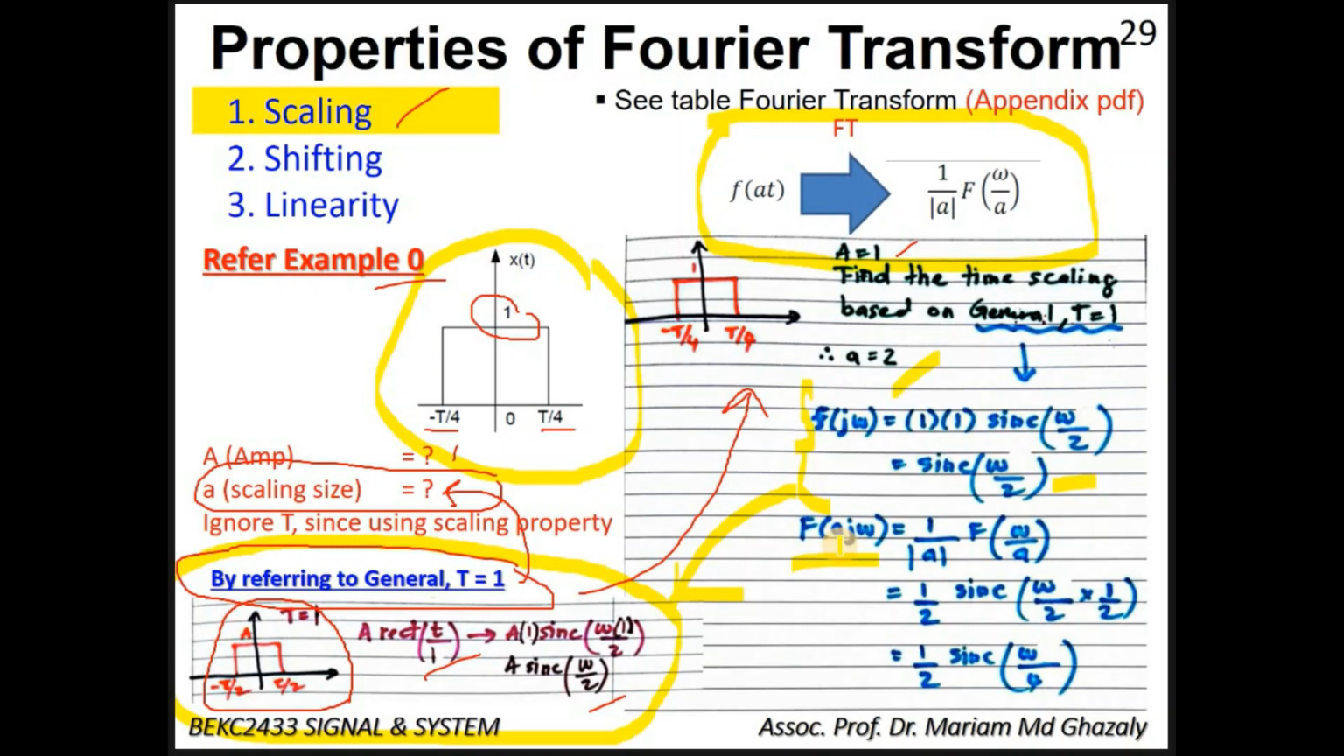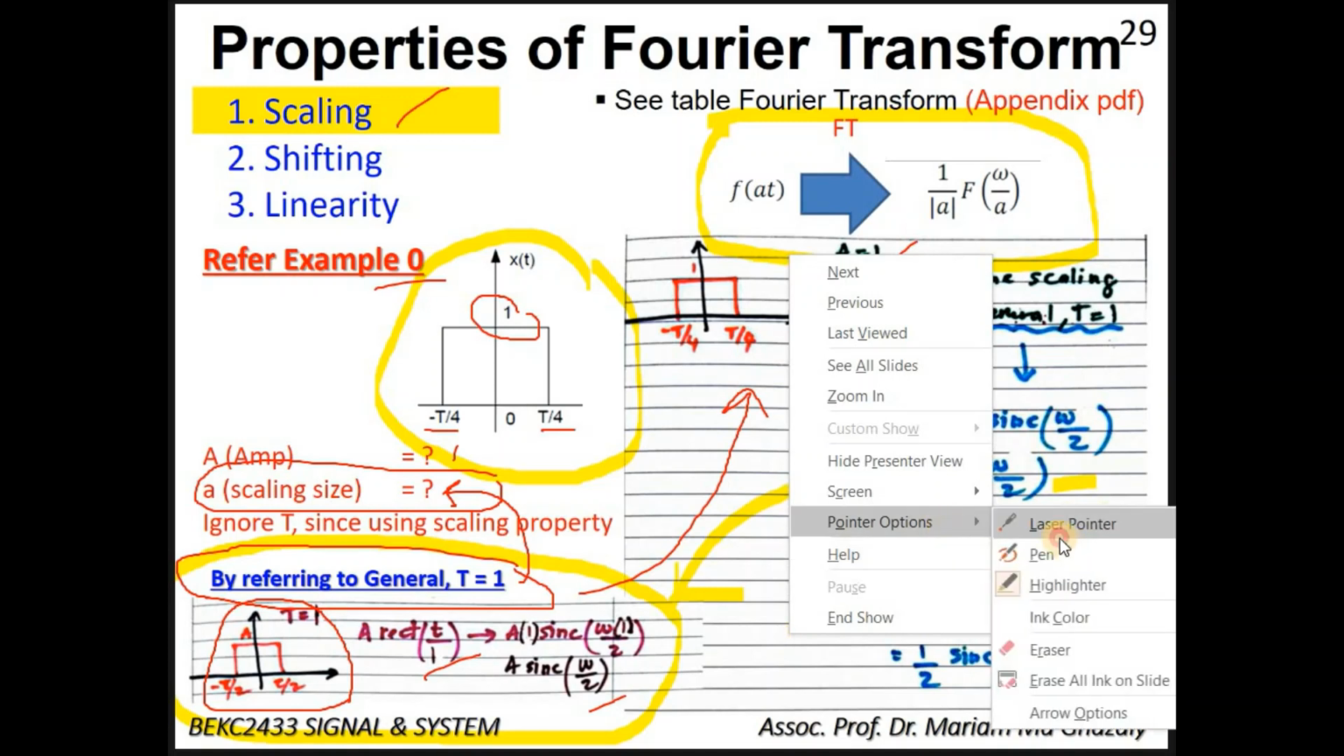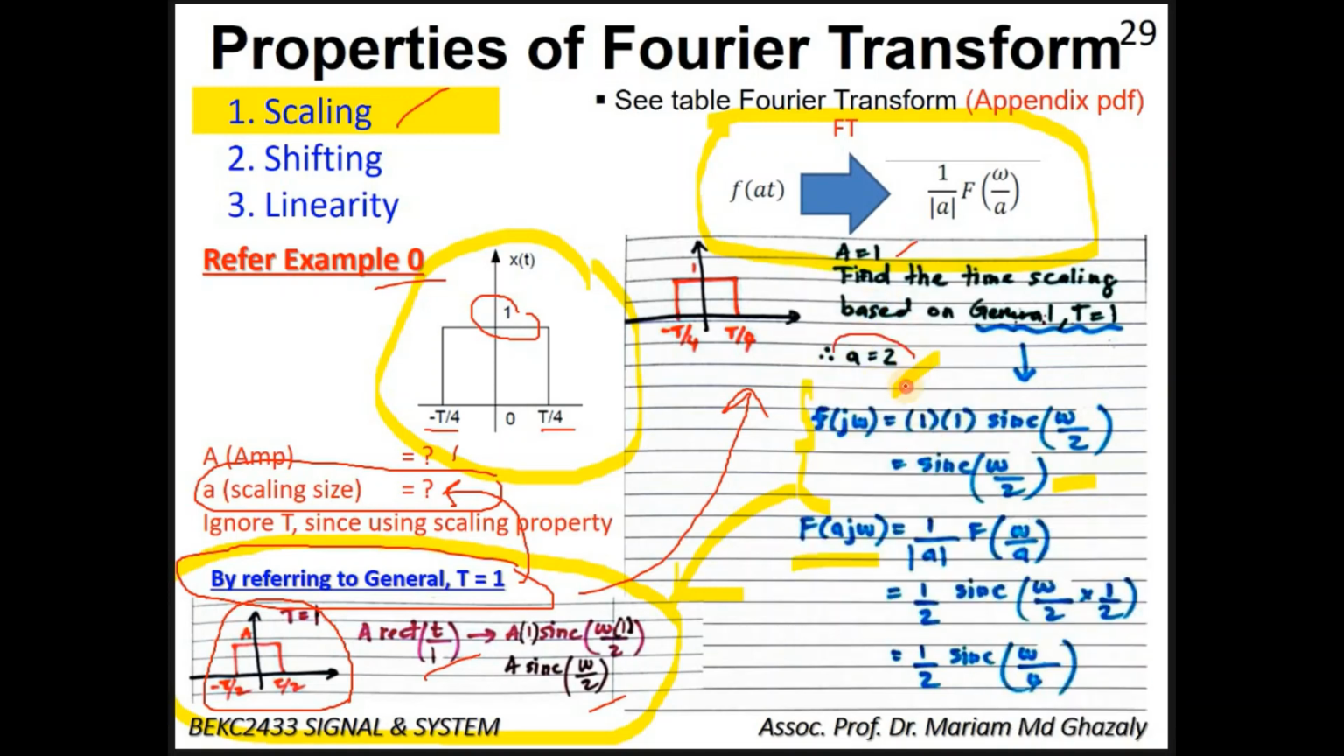So you have a value, a is equal to 2. So a equal to 2 here, substitute inside this equation. This equation above, this one. So you have 1 over 2 sinc.